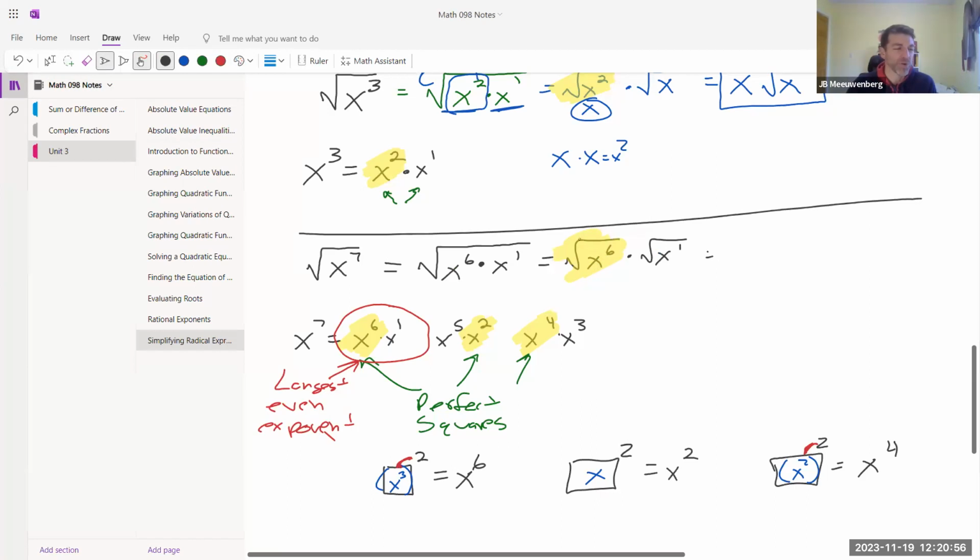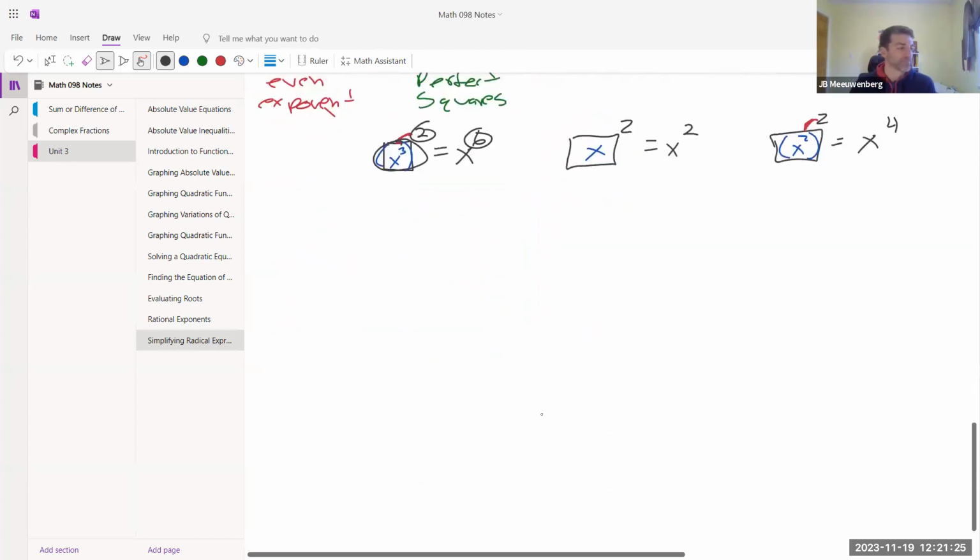And what's that going to be? What's the square root of x to the sixth? It's always going to be half of it. That's why we pick an even exponent. The square root of x to the sixth is x to the third. So we have x to the third on the outside times the square root of x on the inside. Whew, these make you think. So let's do another one.